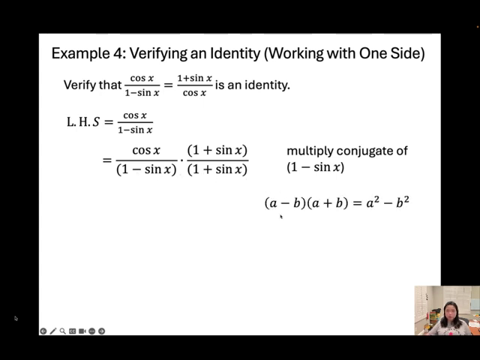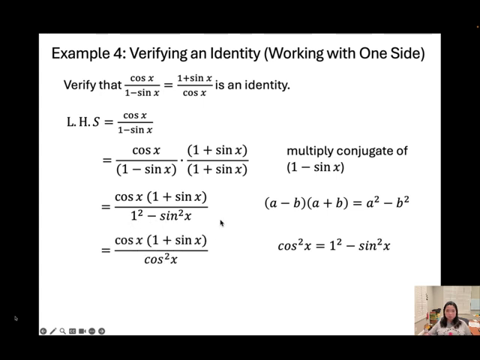Remember, you learned it from algebra. A minus b times a plus b will be equal to a squared minus b squared. So this is a minus b times a plus b. You should have 1 squared minus sine squared x. And then what is cosine squared x and sine squared x? The identity: cosine squared x equals 1 squared minus sine squared x, right? So I could replace this with cosine squared x.